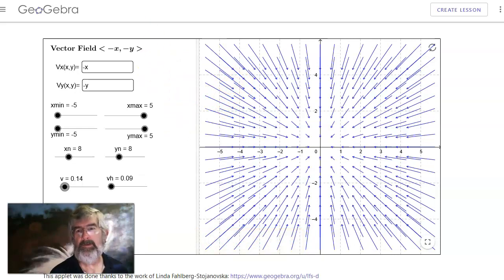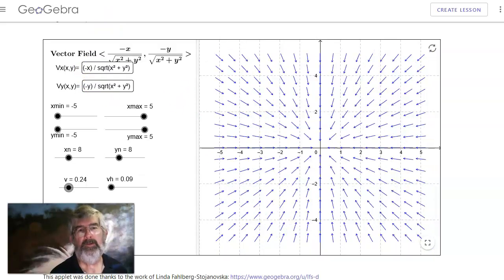Next example is very similar, but I just want to scale all of these vectors to have the same length. So what I've done is I've divided the negative x by the square root of x squared plus y squared, the negative y by the square root of x squared plus y squared, because the vector that I had before, the negative x comma negative y, the length of that was, of course, the square root of x squared plus y squared. So now I've got a vector field that, again, is still, everything's pointing at the origin, but this time all the vectors are the same length. Okay.